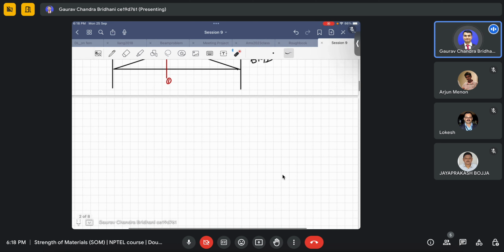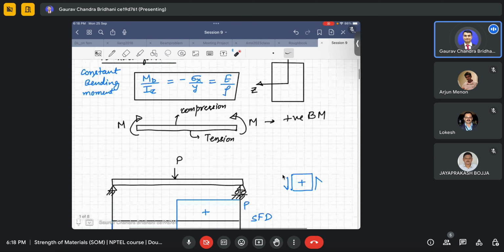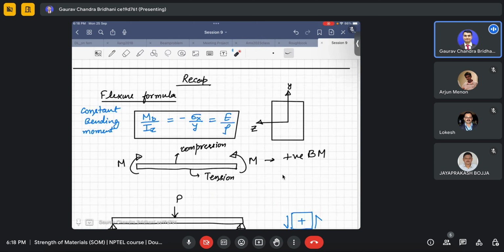Now another thing, from the same flexure formula you can see, if I take these two parts, how I can represent sigma x.